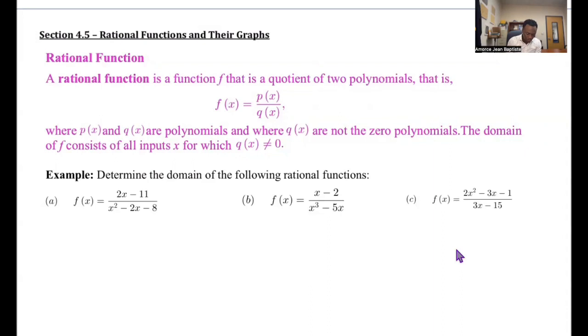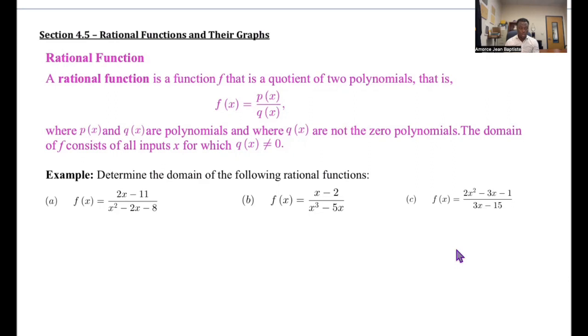The condition here is that you don't want to have a denominator that is 0, because in this case the function will not exist. So you always want to make sure that you don't have 0 in the denominator. Otherwise, that's the definition of a rational function.